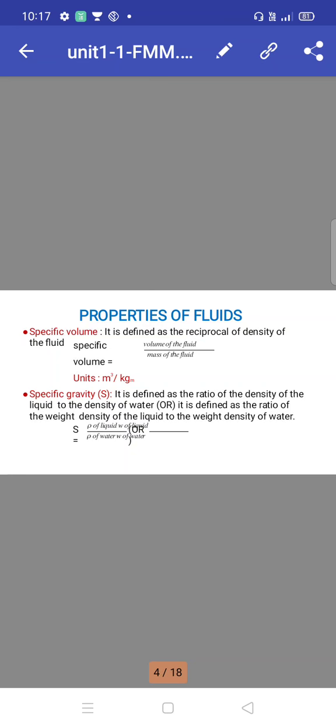So density of fluid by density of water we can use, or we can use weight density of fluid divided by weight density of water. Whatever we use, we get the same value. But there is no unit for specific gravity or relative density. Why? Because both the values are in the same units, so the numerator as well as denominator get cancelled.